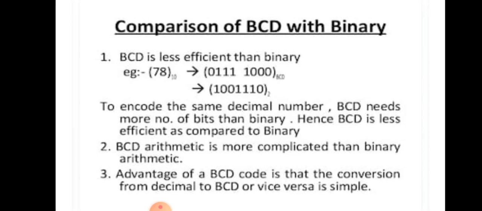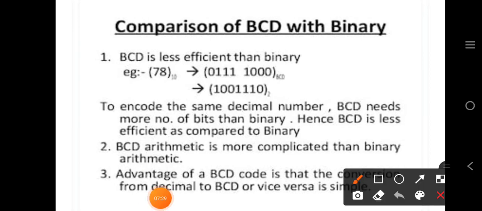The example is the decimal number 78. If you want to write this 78 in BCD form, how will you write it? First we have to write the binary code for 7 and then the binary code for 8. So, first group of 4, that is 7. As we know, the binary code for 7 is 0111 and the code for 8 is 1000. Combining both these you get the BCD code for 78. Okay, so this is BCD.